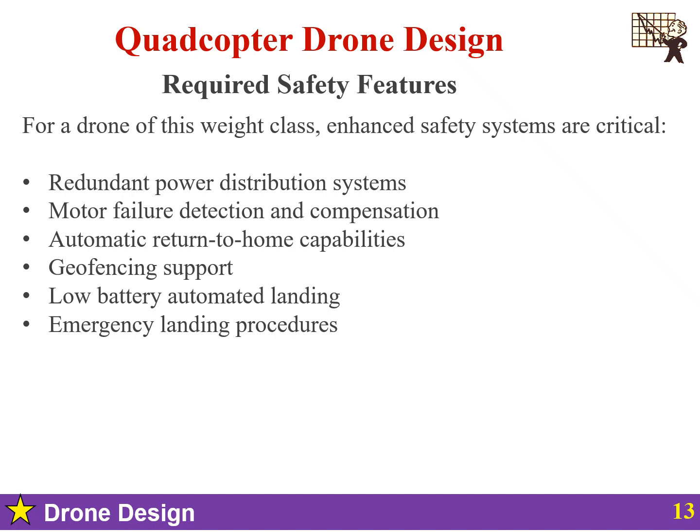The next is low battery automated landing. Critical safety feature prevents mid-air power loss, which can lead to crashes. Conservative voltage monitoring per cell, tiered warning systems, power reserve calculation based on altitude and distance, automatic landing site selection using vision systems, emergency landing procedures.